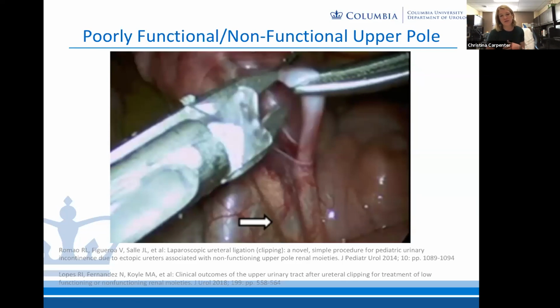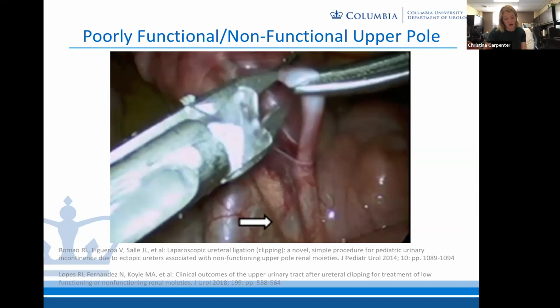The only patient they had in their series that had any complications was a patient who developed pyelonephrosis and ultimately ended up having to have additional surgery. And that patient had greater than 10% function on DMSA scans. So they postulated that it was actually poor patient selection. And so for those patients that have more functional upper poles, this might not be the best option.